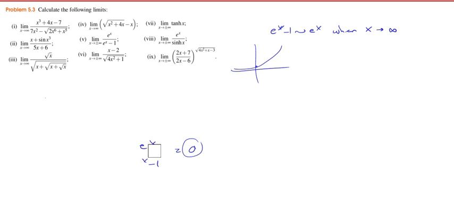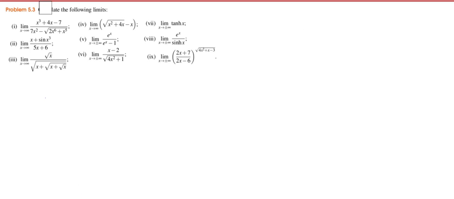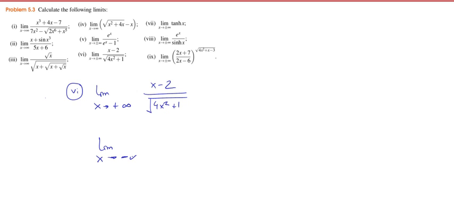Okay, let's go to part 6. Part 6, this is the limit when x goes to plus infinity of x minus 2 divided by the square root of 4x squared plus 1, and then the limit when x goes to minus infinity of x minus 2 divided by the square root of 4x squared plus 1, right?